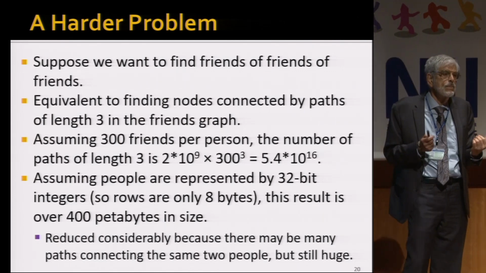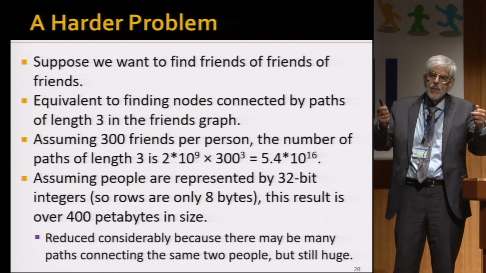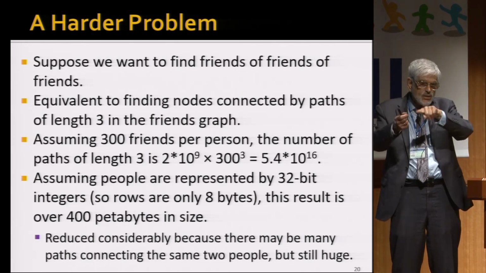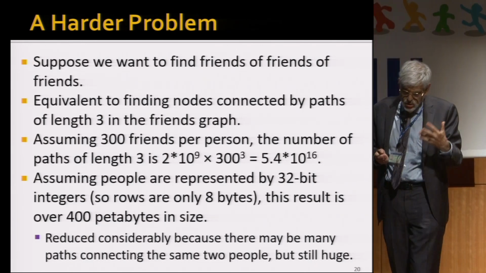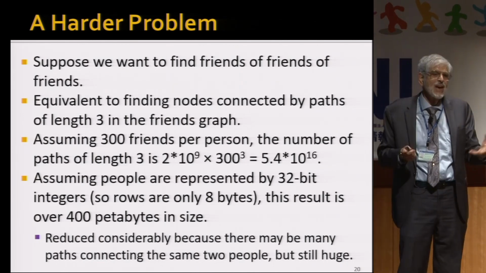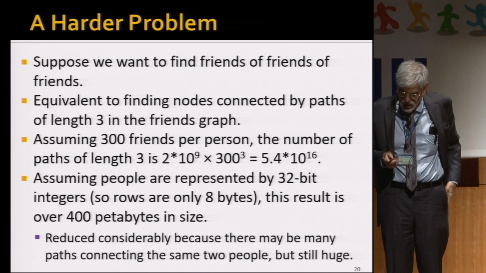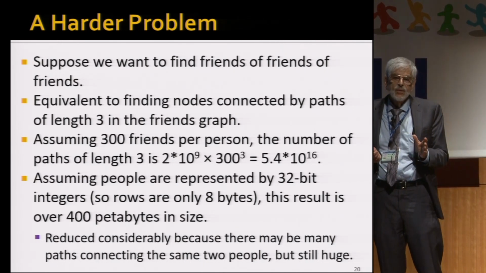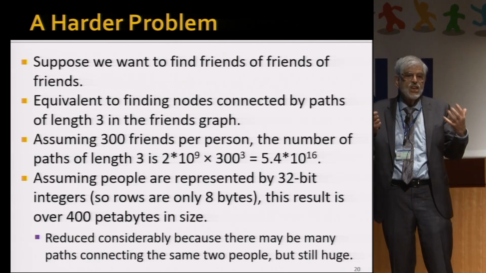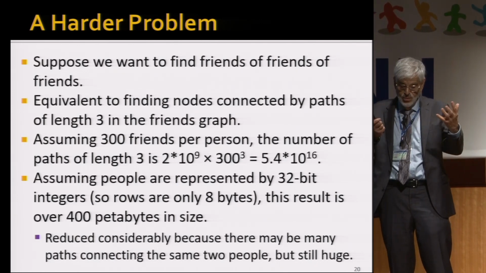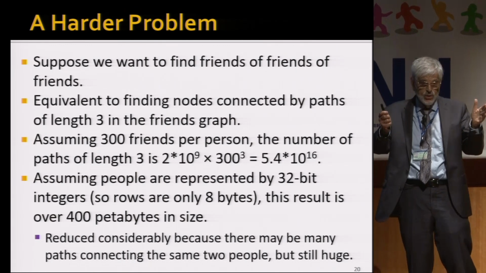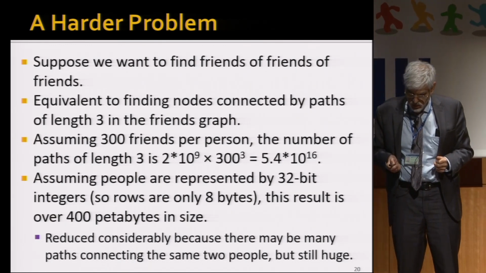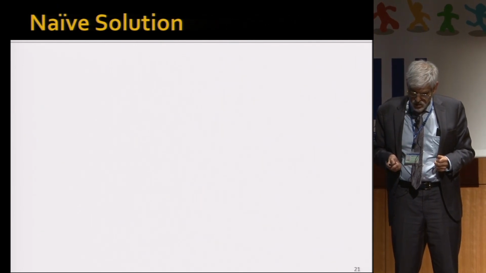I can't say how much less, but you would expect that if 2 people are friends of friends of friends, there are lots of different ways they're connected. So the output wouldn't be as big as 400 petabytes, but still too big to construct. And at any rate, before you can eliminate duplicates, you have to see all those paths to see what paths have the same ending points.